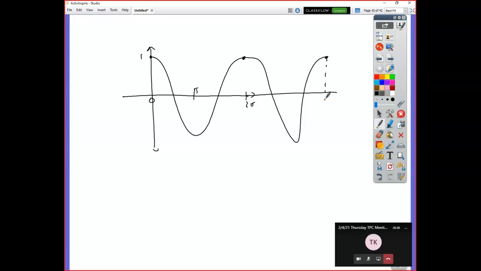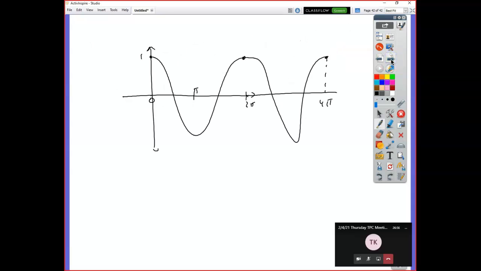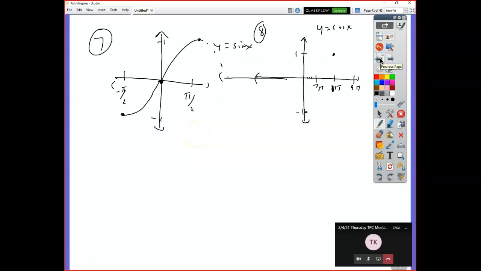8 pi. Because 4 pi would be the same, 6 pi would be the same, and 8 pi would be the same. Agreed? Yeah. So where are we going to be at 8 pi? 1. At 1. 8 pi, we're going to be at 1. Now, 1 pi over, we're at the bottom, right? Yes. So, 1 pi over, I'm going to be at the bottom. So far, so good? Yeah, that makes sense.